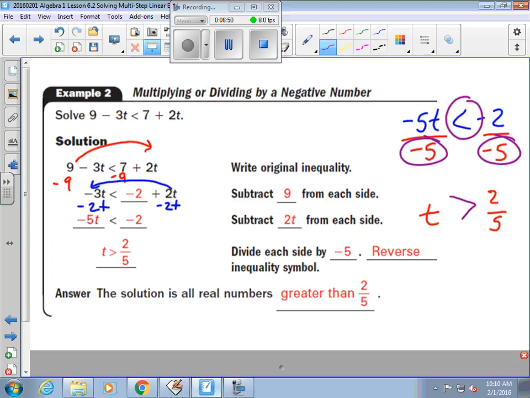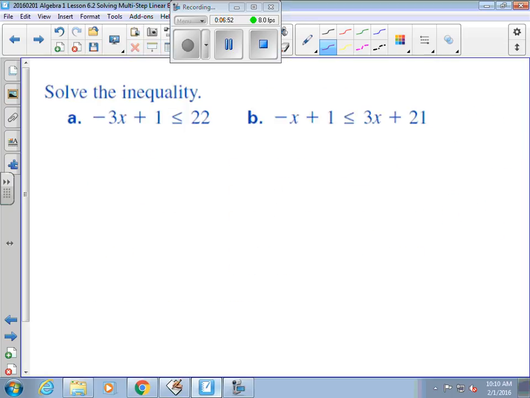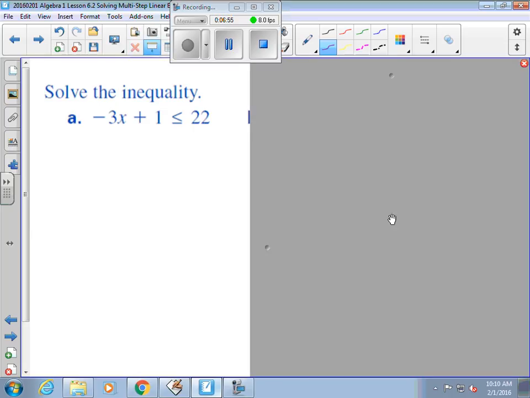Again, on the back, everybody, let's do this one. Or let's do the first one. I'll uncover B after that. Solve the inequality. Negative 3x plus 1 is less than or equal to 22. Take 30 seconds.